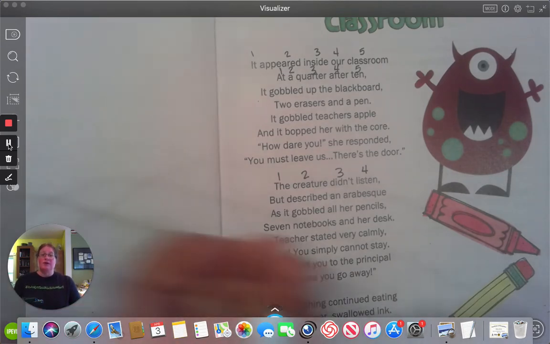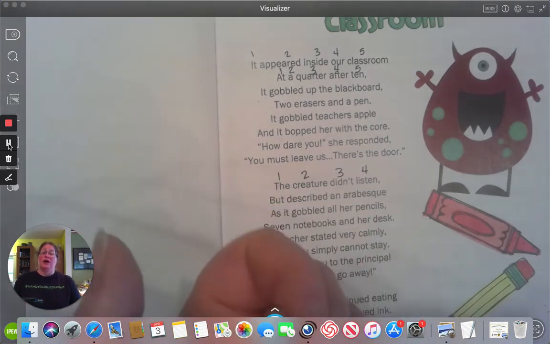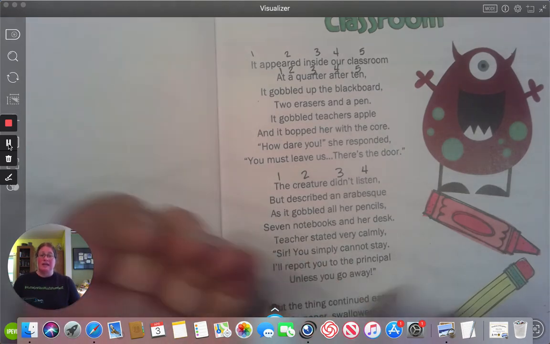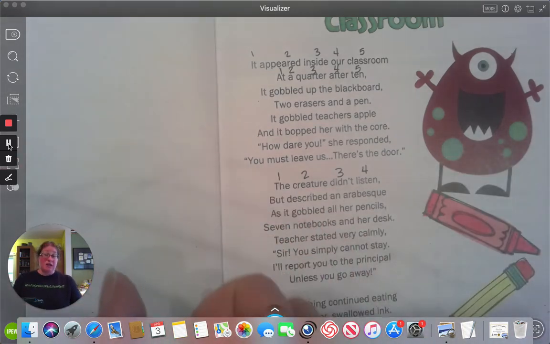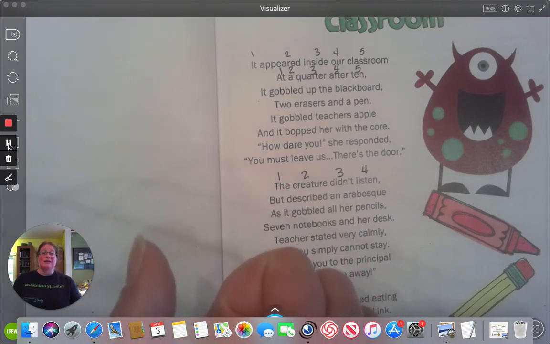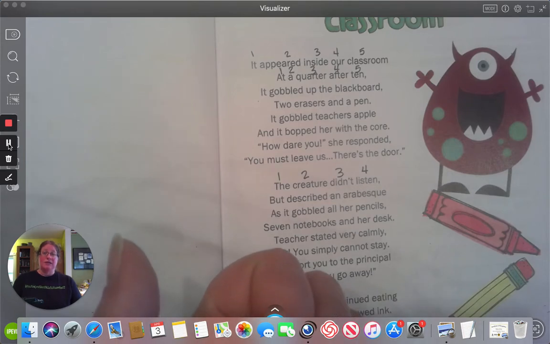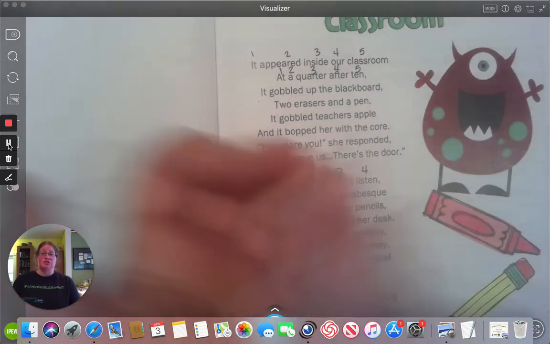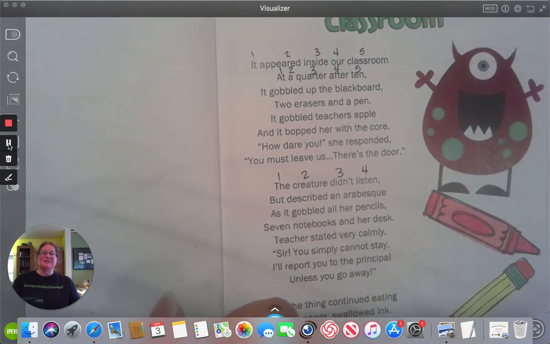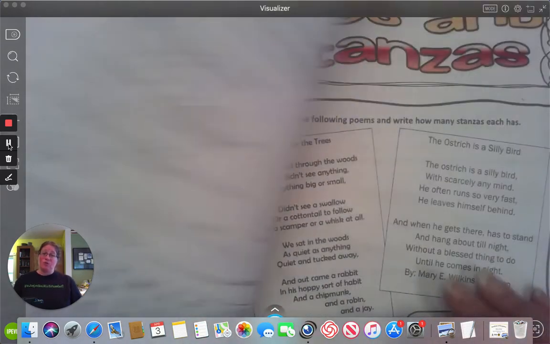It gobbled up the chalkboard. Again, another 4 beats to that line. 2 erasers and a pen. You'll notice I'm clapping it out. It helps even Miss Steely to clap it out. So again, in that line, there was another 4 beats. It gobbled up teacher's apple. Okay, another 4 beats. So what do you notice the pattern for this poem is? The number of beats per line repeats itself. So your beats are about 4 on this poem.